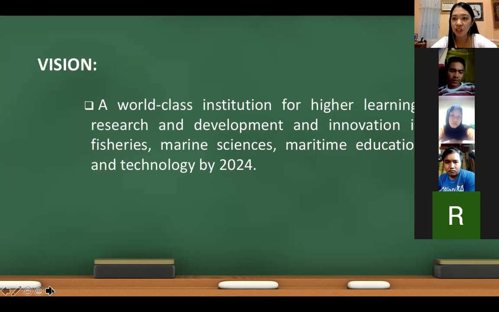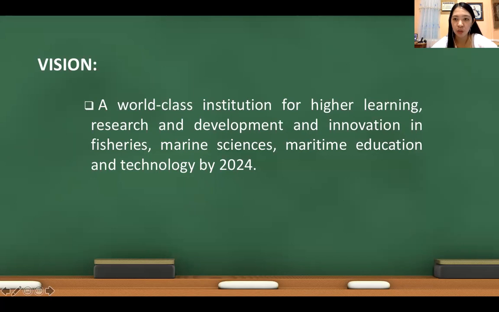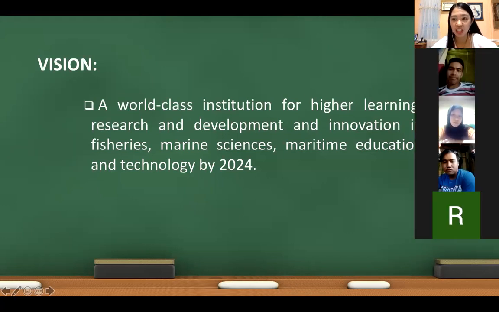So let me share to you the vision of the school. I know you're already familiar with this, but let me remind you that we are doing this because we have our vision. Now, when I say vision, ito yung target natin na ma-obtain ng ating school in the future. So we want a world-class institution for higher learning. So by the year 2024, ito na yung ma-accomplish natin. So that would be impossible if you as my students and me as a teacher will not cooperate as one. So kailangan nating magtulungan para maging world-class din naman yung ating institution or yung ating school.